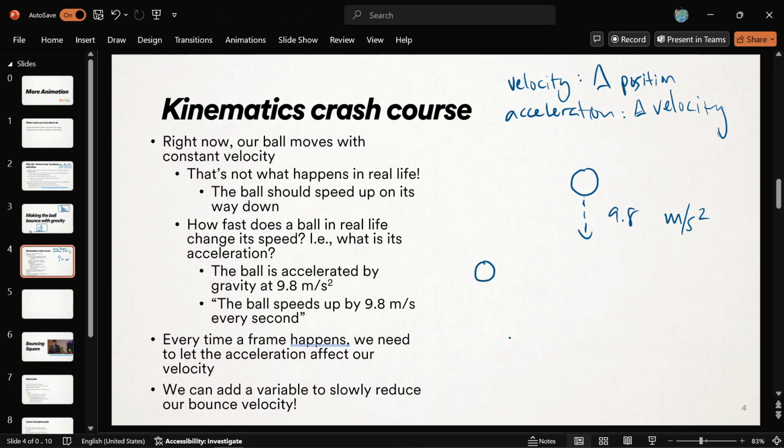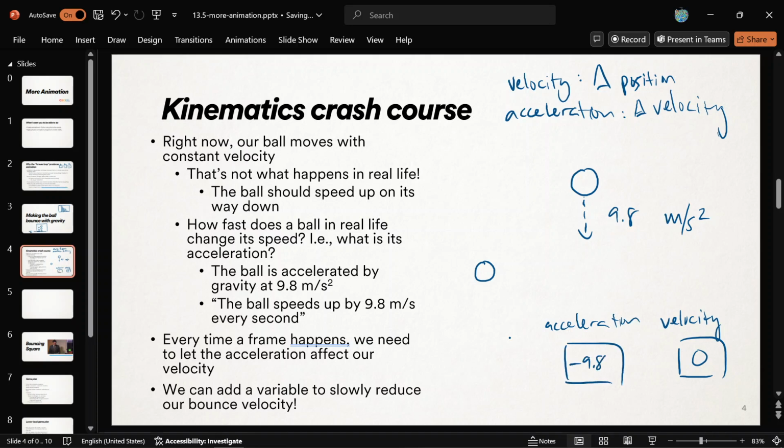So at the beginning of time you drop the ball, its velocity, let's use variables now, we'll need these, starts at 0. It's just at a standstill. If it was in space, it would move. So velocity is 0 at the start, but acceleration is always going to be -9.8 because it's downwards, the negative y direction. So essentially every frame, we want to have the acceleration affect the velocity.